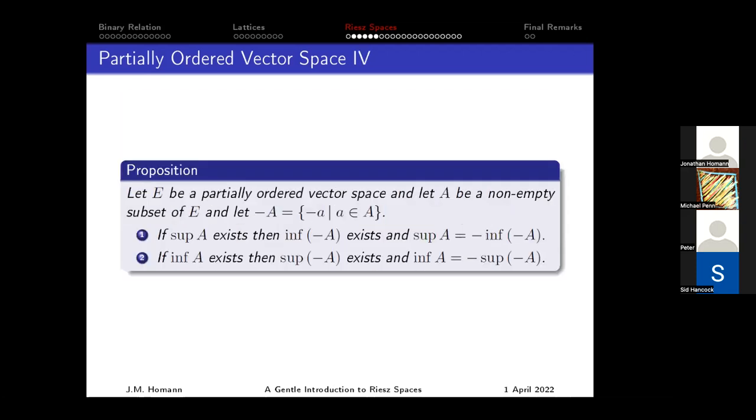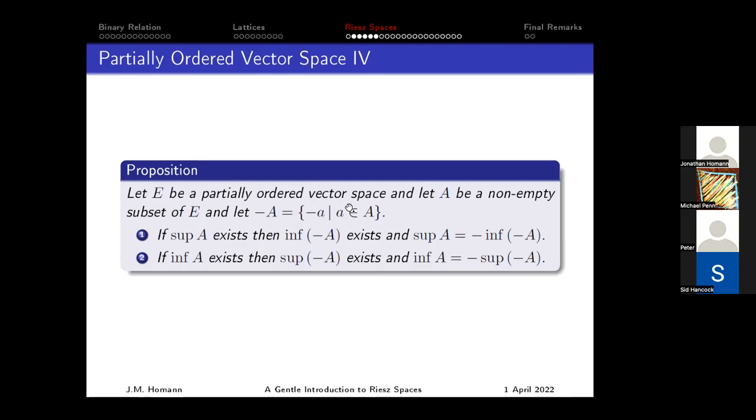So now, this result is going to prove to be very important in showing that we only need to show a test that the supremum of every pair of members exists in a partially ordered vector space, to show that it is a Riesz space when we get to defining a Riesz space. So this result we need to hold on to quite firmly.